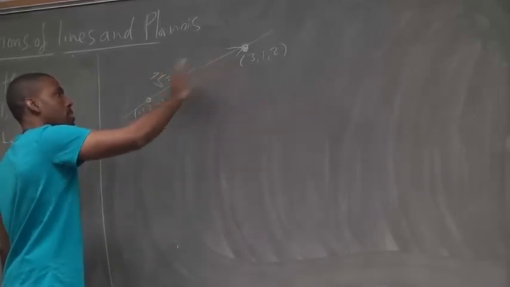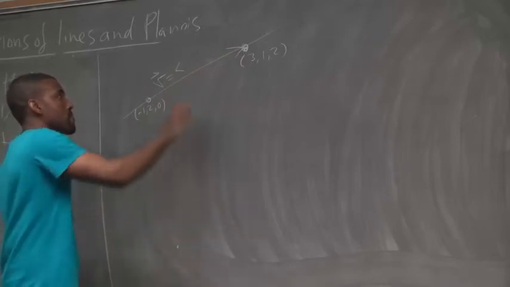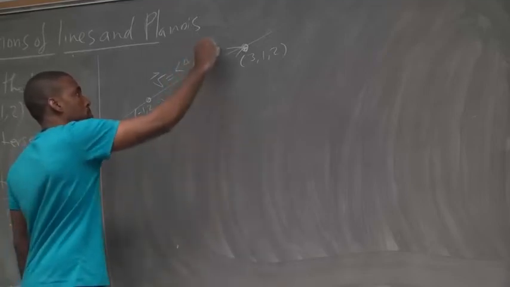So what's V here? You can just do final minus initial. That's how you find the vector connecting 2 points, right? So what's that? 2.